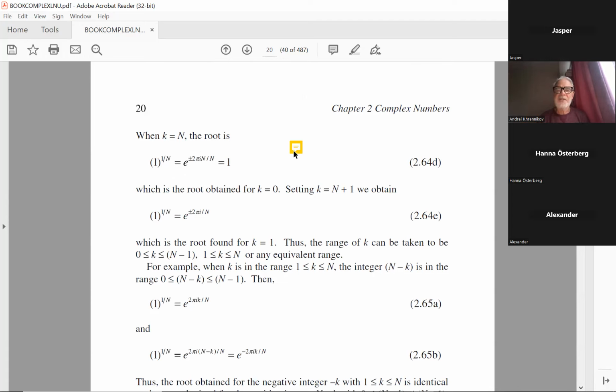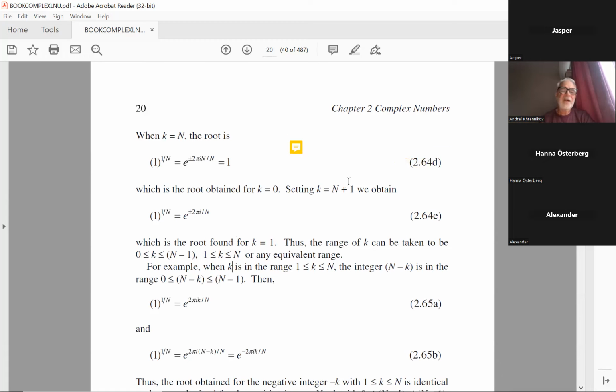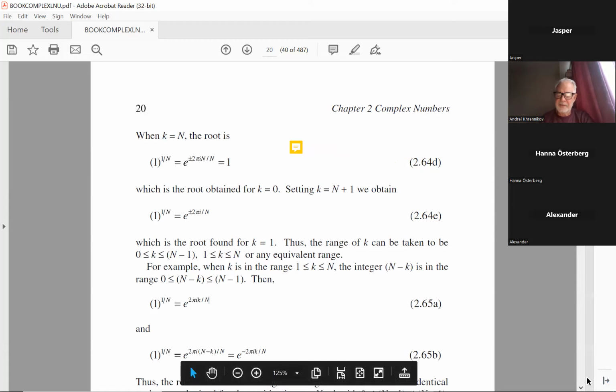We see that the roots of unity in complex numbers, if you know algebra, are an example of a so-called cyclic group. Cyclic group. When we have some element, and its degrees give us the whole group with n elements. So for n plus 1, we get again this number, the root for k. So this is the cyclicity of these roots.